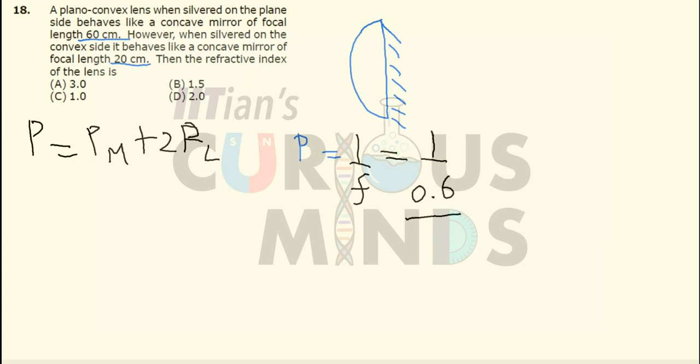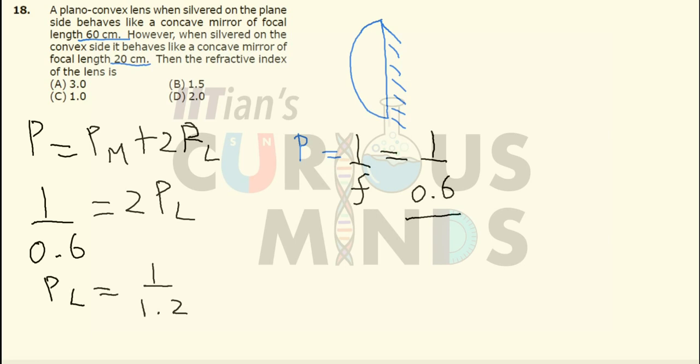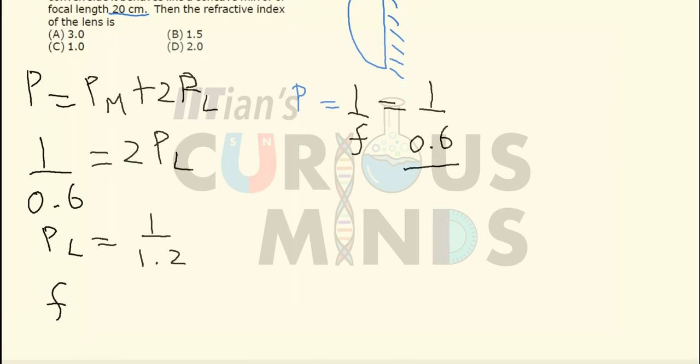Now the focal length of a concave mirror is negative. Since the power will be equal to minus 1 by f for the mirror, the power over here will be positive. So 1 divided by 0.6 is equal to 2 times the power of the lens. So the power of the lens will be equal to 1 divided by 1.2. It means that the focal length of the lens will be equal to 120 centimeter.